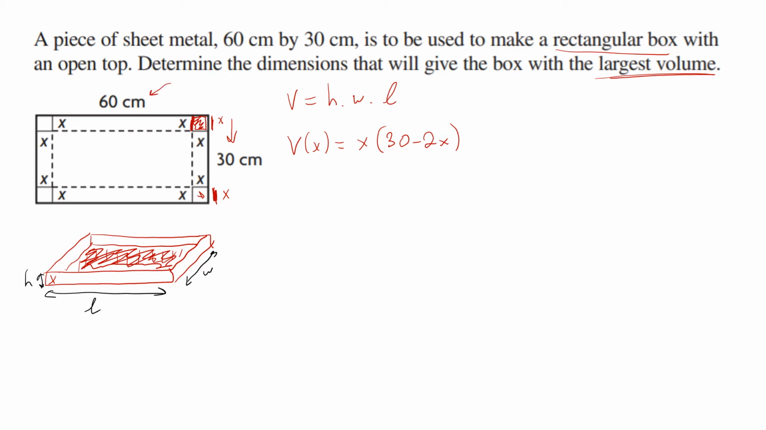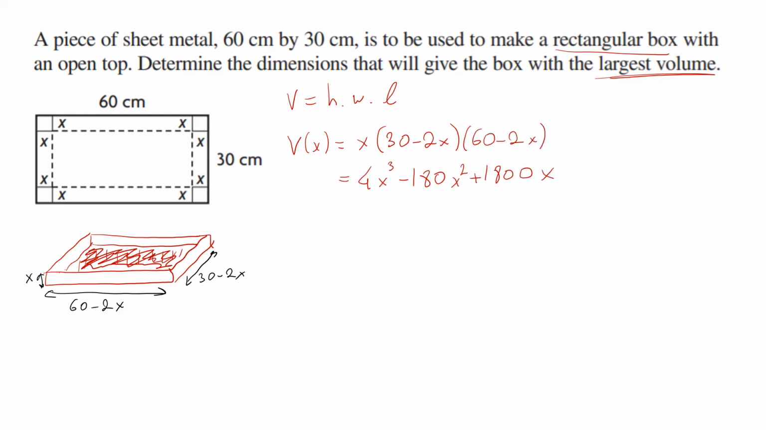I see that they give us 60 centimeters. However, I do cut out this piece and this piece right over here, which both of them are x in length. And when you add them together, you're going to end up getting 2x. So I'm going to say 60 minus 2x is going to be my length. So now if I expand it, I'm going to get the function of 4x cubed minus 180x squared plus 1800x. So now, like before, I have my function.